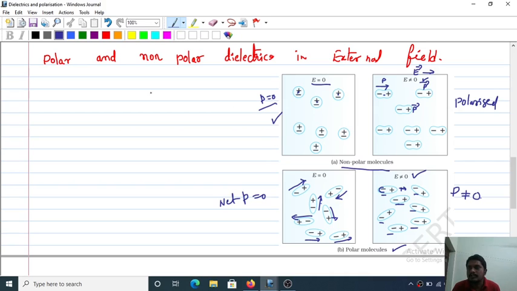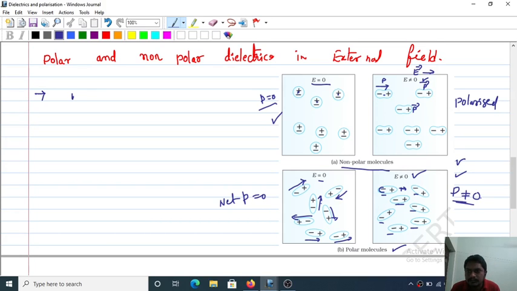Okay, so this is about polar and non-polar dielectrics in an external electric field. In the absence of an electric field, non-polar molecules don't have any dipole moment, but in the presence of an electric field they are slightly polarized. And even though polar dielectrics have permanent dipole moments, the net dipole moment in the absence of an electric field is zero. But when the polar dielectric is placed in an external electric field, there will be a net dipole moment. So know these two. What happens to dielectric materials when placed in an electric field?